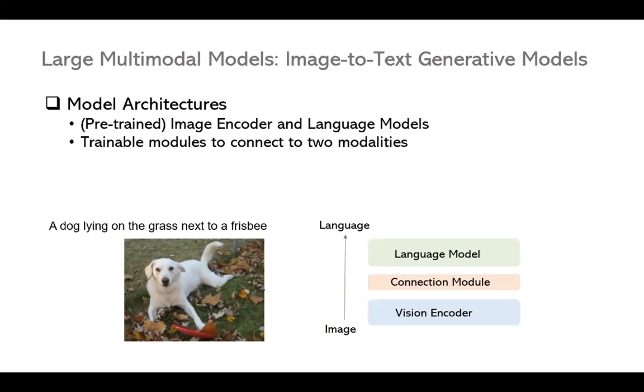In terms of the model architecture, I think there are 3 parts, including the vision encoder, the language model, and optionally, we may build some trainable connection modules to connect the vision part and the language part. At the end of the day, what these models are doing is to input the image and decode it, or convert the image into a text sequence.